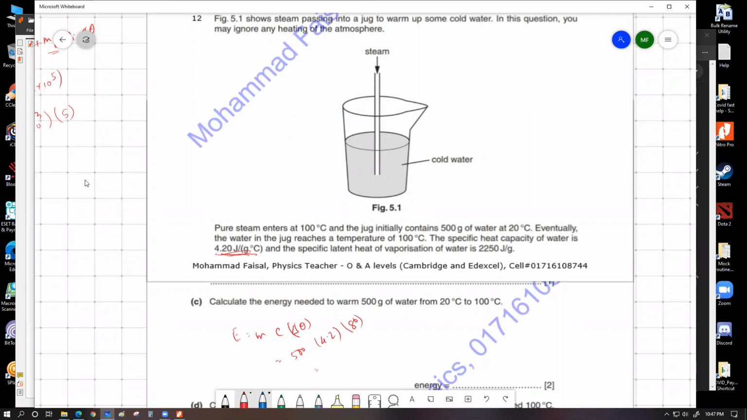Can someone tell me how much this becomes? Does it become this one? It's 168,000. So this many joules is the energy required for this much water. Then comes the next question.